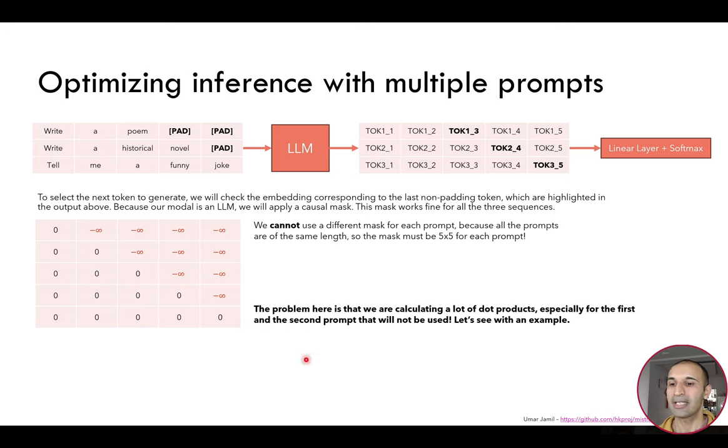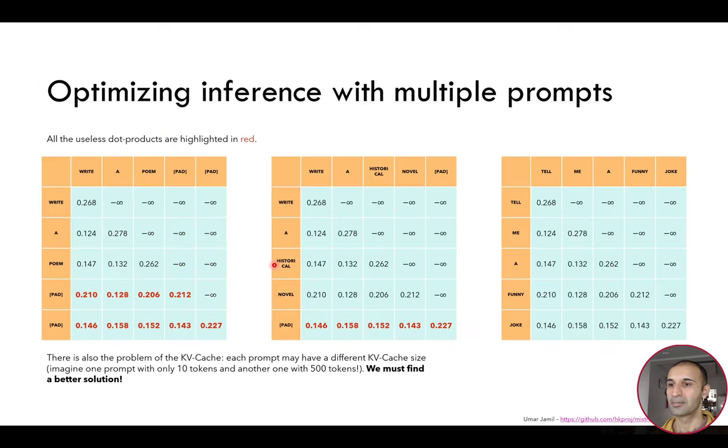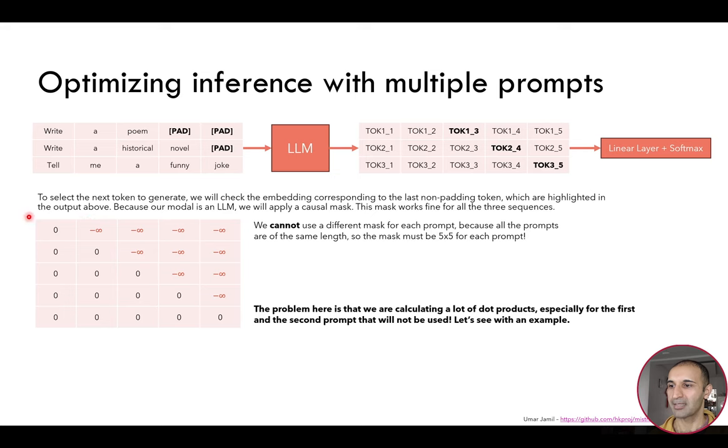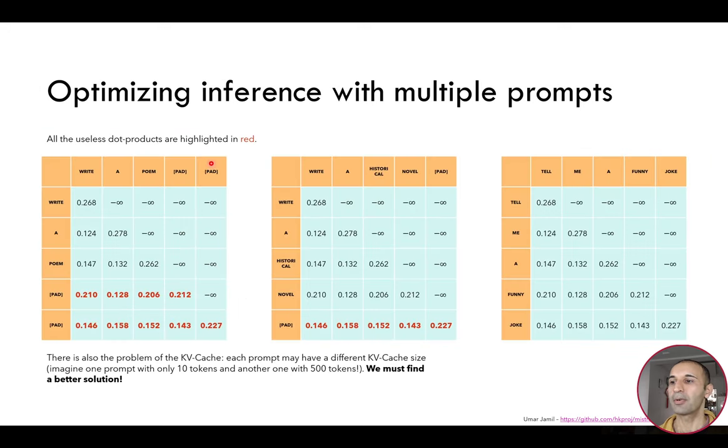So the problem here is that we are calculating a lot of dot products, especially for the first and the second prompt, that will not be used. Let me show you why. When we apply this 5x5 mask you can see here to this input sequence, which, I want to remind you, is a batch, it will produce the following attention mask, in which all these values will be masked out because they are minus infinity, and it's because of the causality of the mask. We cannot mask this value here because it is needed for the last prompt, for example, and we also cannot mask this value here, which is needed for the last prompt.